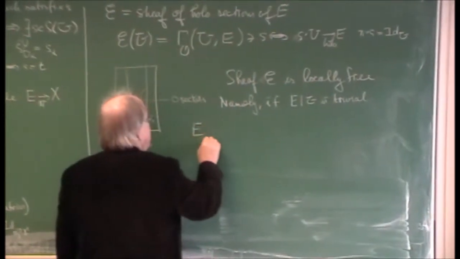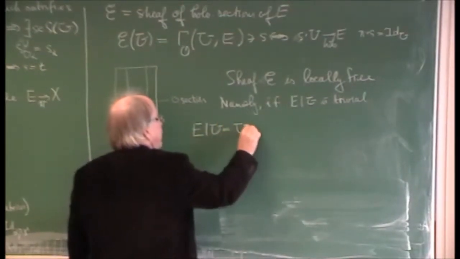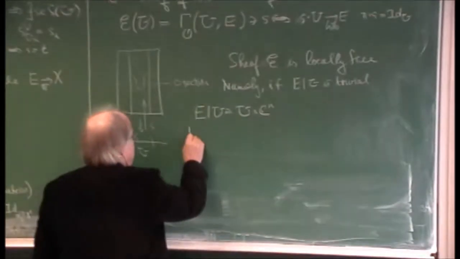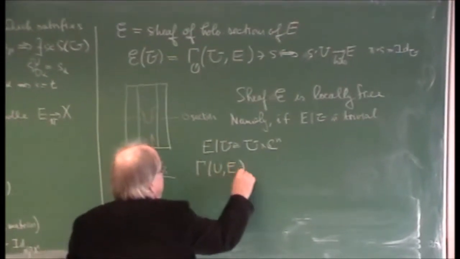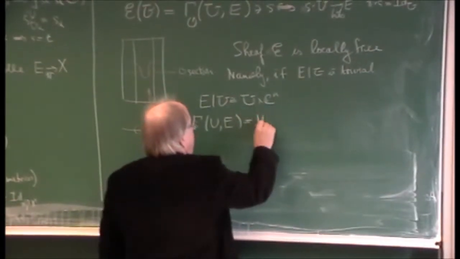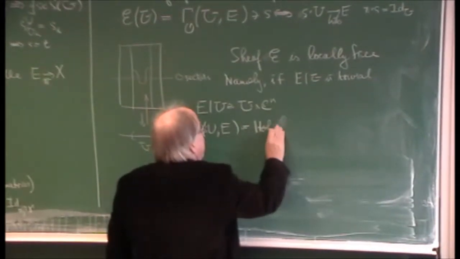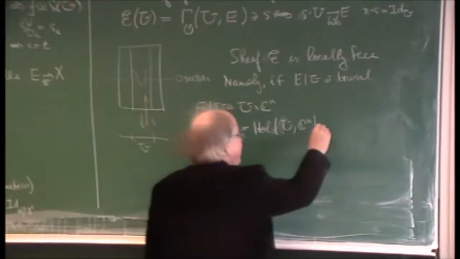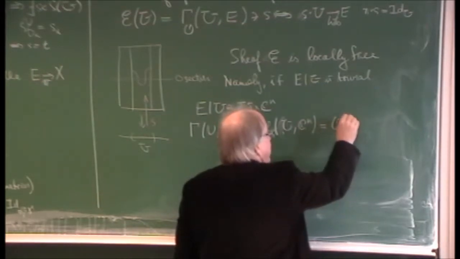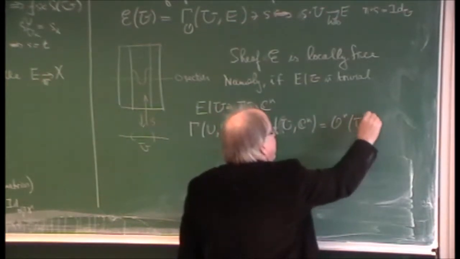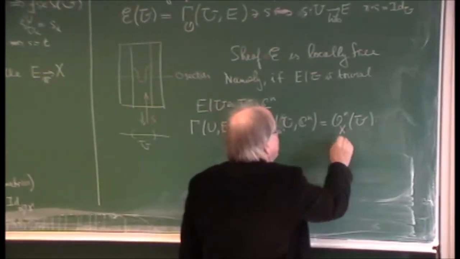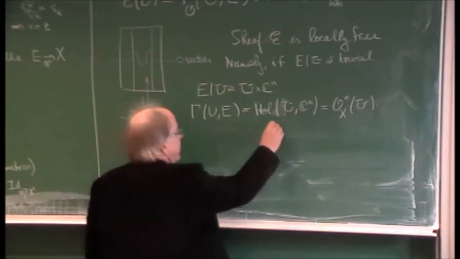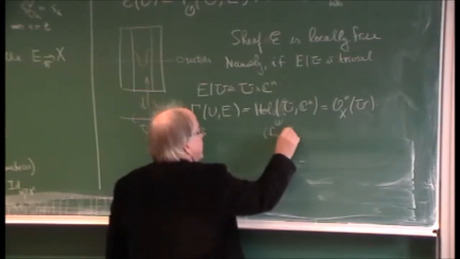Then that means E restricted to U is nothing more than the product of U and Cn by the trivialization. And sections over this set then correspond to just holomorphic mappings from U to Cn, and that is an n-fold product of the holomorphic functions on U. That's our notation, n-fold product of holomorphic functions on U. An element here, as you know, is just n holomorphic functions.